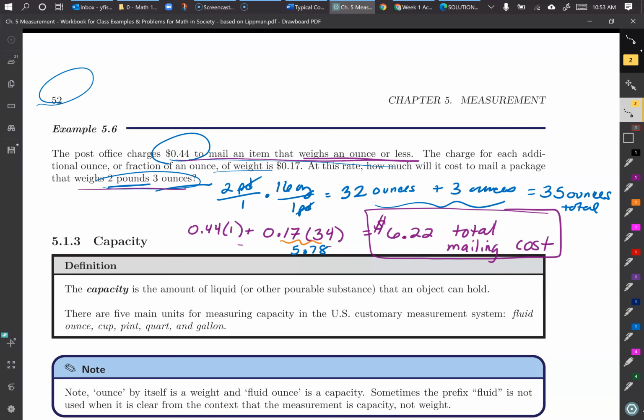All right, so that's it for the weight portion. That was part 2. Part 3 we'll do capacity in a different video.